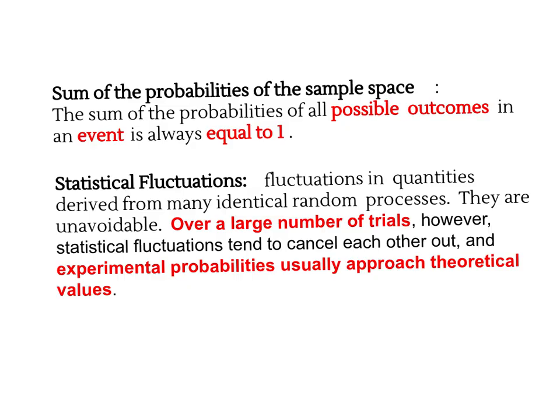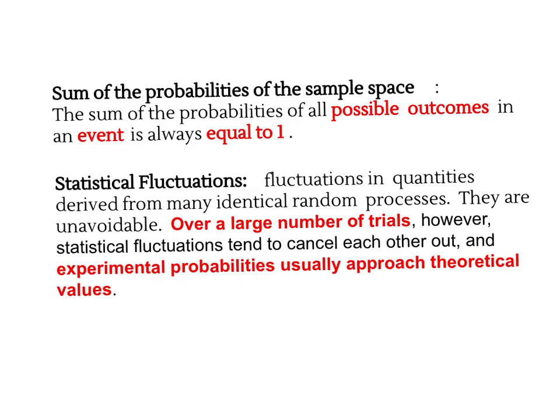Statistical fluctuations in quantities derived from many identical random processes are unavoidable. This is where we get into the terminology of whether or not it is statistically significant. We will discuss that more later. But over a large number of trials, statistical fluctuations tend to cancel each other out. This was only 100 trials. If we had done 1,000 or 2,000 or 10,000, the experimental probability gets closer and closer to the theoretical probability.